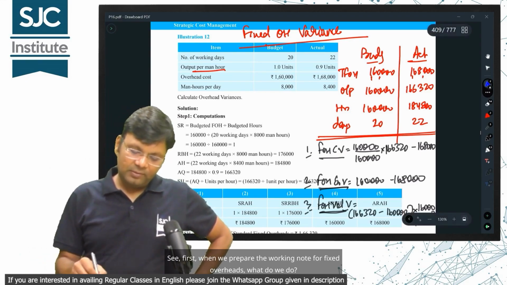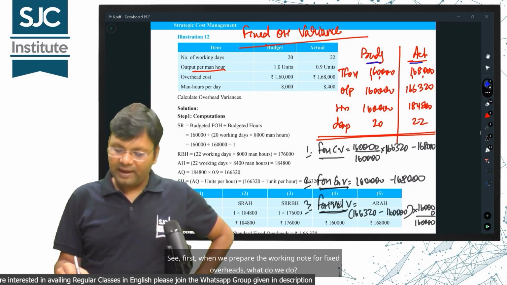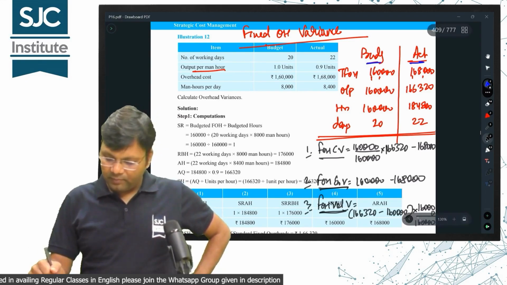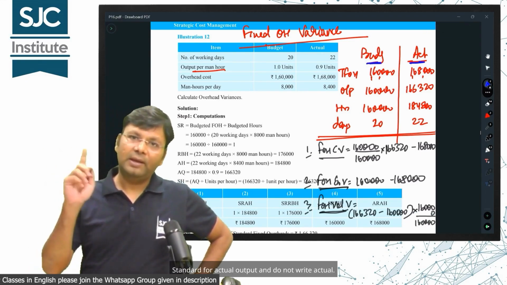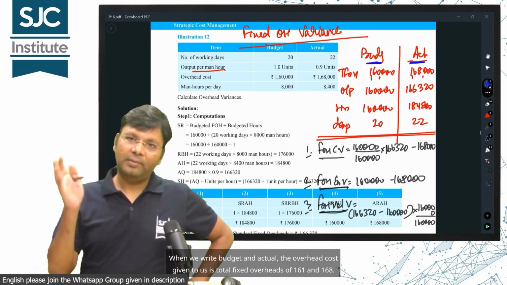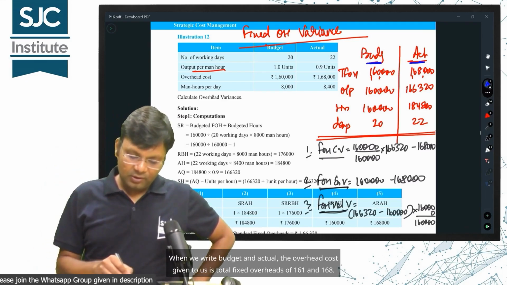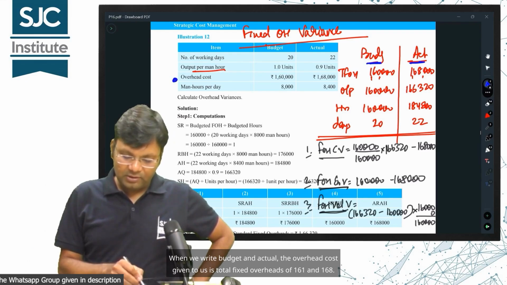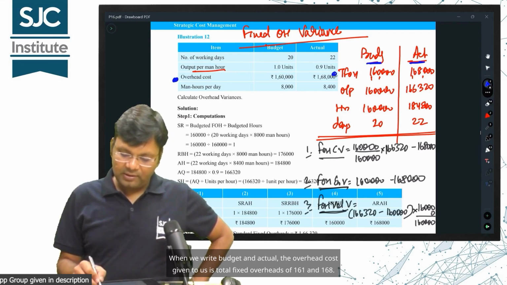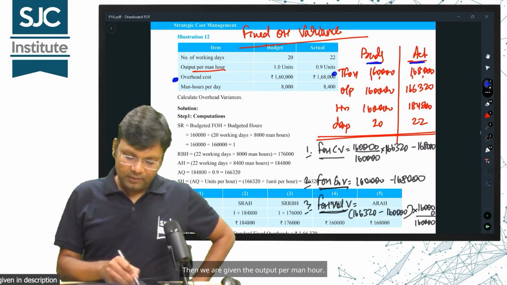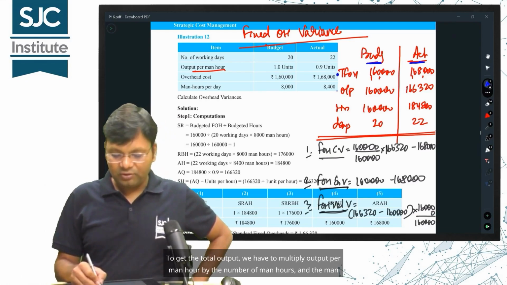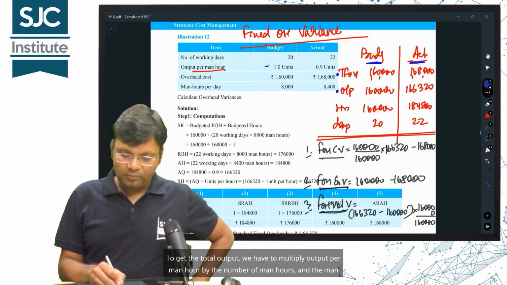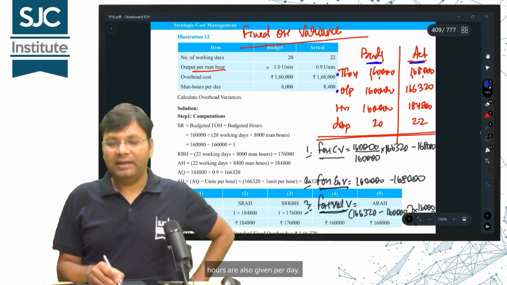See, first, when we prepare the working note for fixed overheads, what do we do? We just write down the budget and actual figures. Standard for actual output, and do not write actual. When we write budget and actual, the overhead cost given to us is total fixed overheads of 161 and 168. Then we are given the output per man hour. To get the total output, we have to multiply output per man hour by the number of man hours, and the man hours are also given per day.